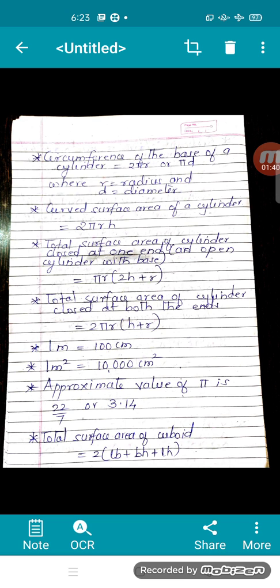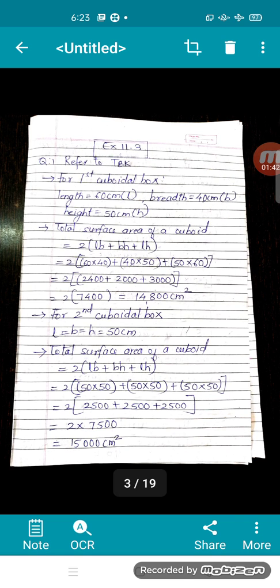Now let us start with the next exercise, that is 11.3. We'll read question number 1 first. There are two cuboidal boxes as shown in the figure. Which box requires the lesser amount of material to make? For the first cuboidal box, length, breadth, height is given. Please write down in the notebook.